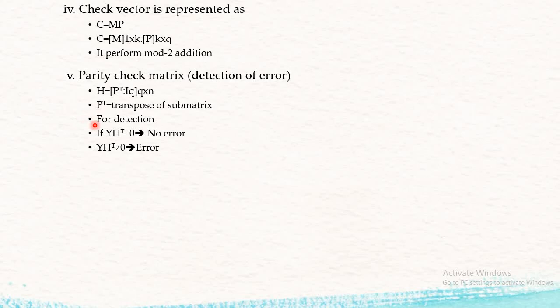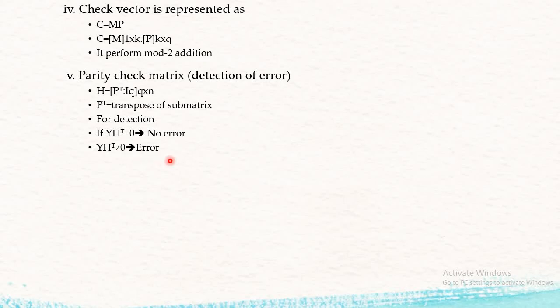For detection, what is the procedure? At the receiver end, now this Y is our received code word. We multiply the received code word with H transpose. If my answer is equal to 0, what does it indicate? Whatever value we are getting is without an error. Now if this answer is not equal to 0, it means what? It detects that there is an error. So this is the basic procedure for detection of an error. We multiply the received code word with H transpose. If the answer is 0, it indicates no error. If the answer is not equal to 0, it indicates there is an error.